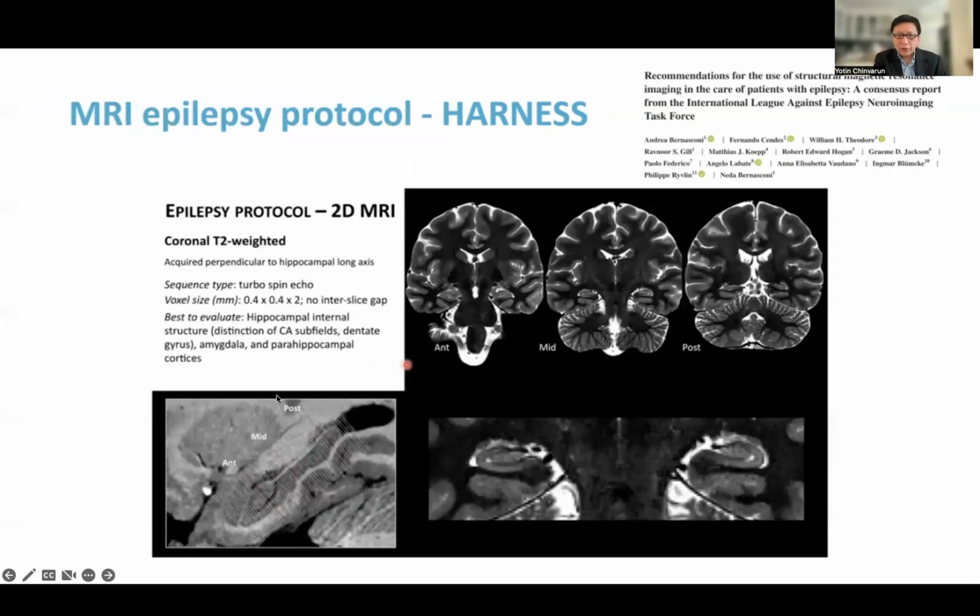The next one is the 2D MRI scan, looking particularly at the mesial temporal area. For this we need to get the imaging perpendicular to the hippocampal long axis. The sequence type is turbo spin echo, and the voxel size is about 0.4 by 0.4 by 2, with no interslice gap. This imaging technique evaluates the hippocampal internal architecture, amygdala, and the parahippocampal gyrus.